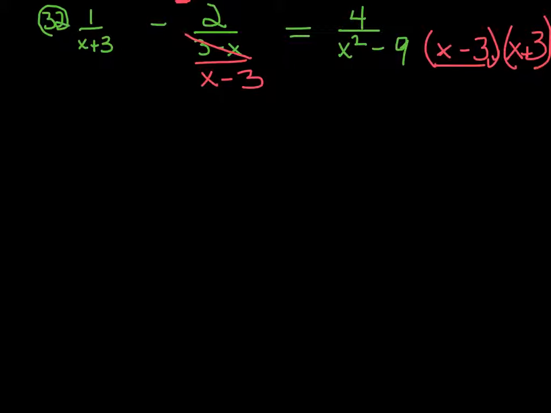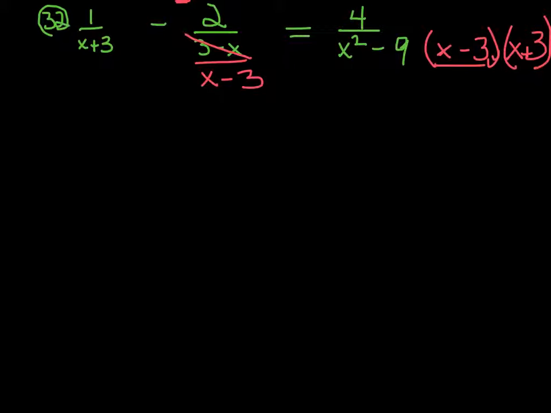Because now everything's kind of in the right order, and now I can start to look for a common denominator, which is my first step. So I notice that I have an x minus 3, I have an x plus 3, and then on the right side of the equal sign, I have both.